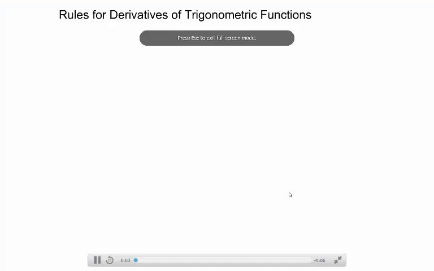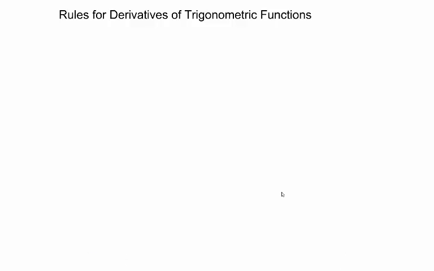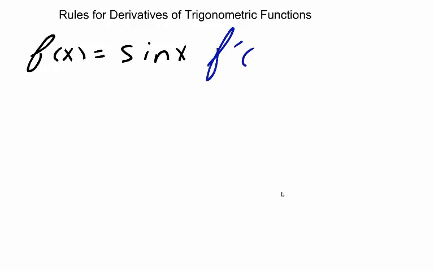In this video, we're going to discuss a brief summary of trigonometric functions and their derivatives. We'll be looking only at the most common trig functions and their associated first derivatives. Suppose we have f of x equals sine x. The first derivative, f prime of x, is cosine of x.